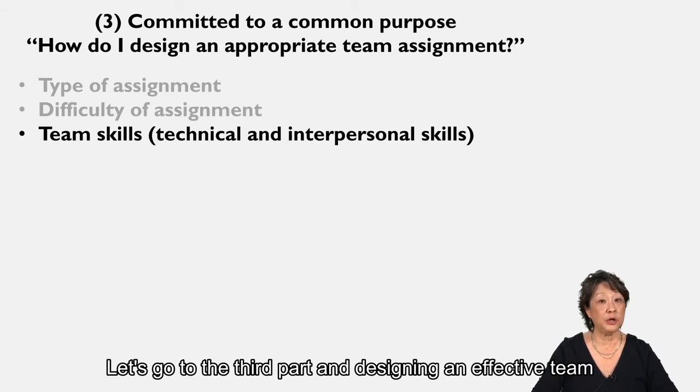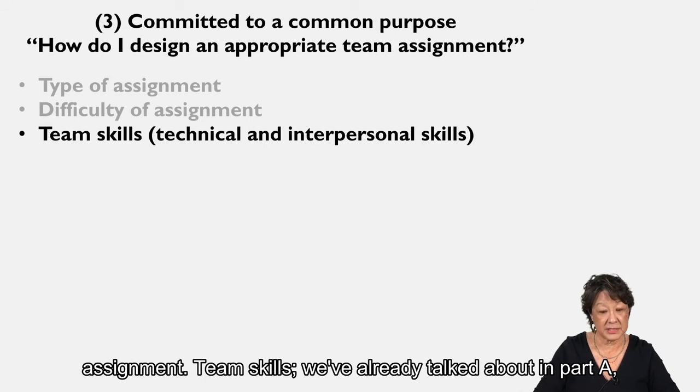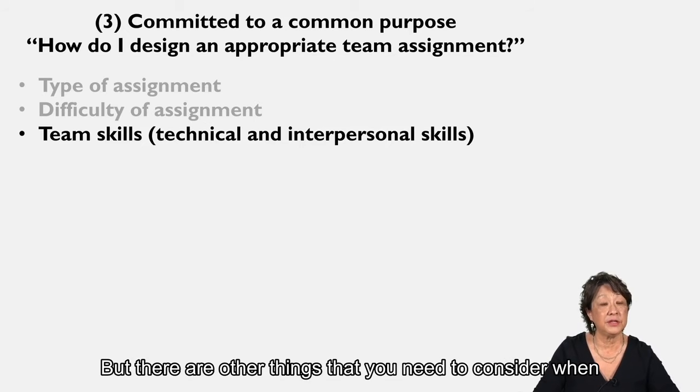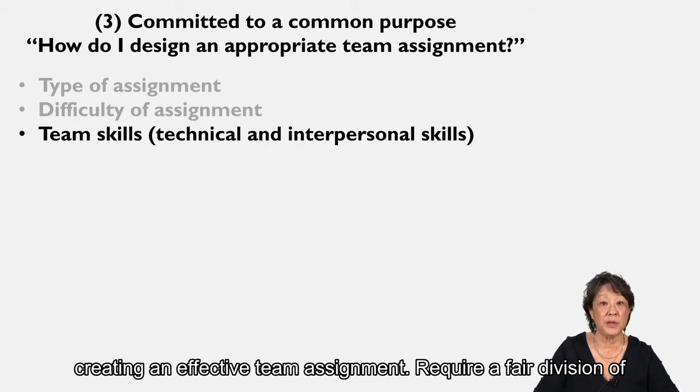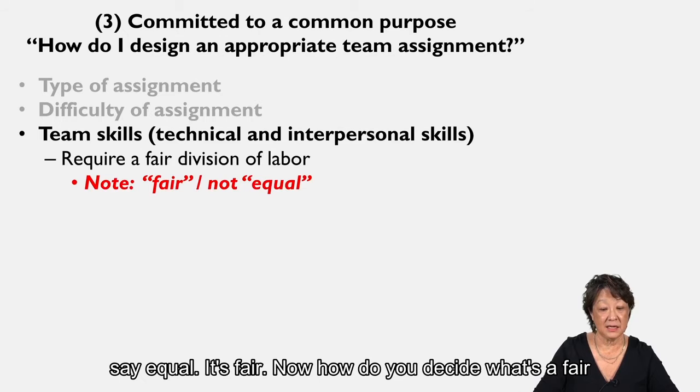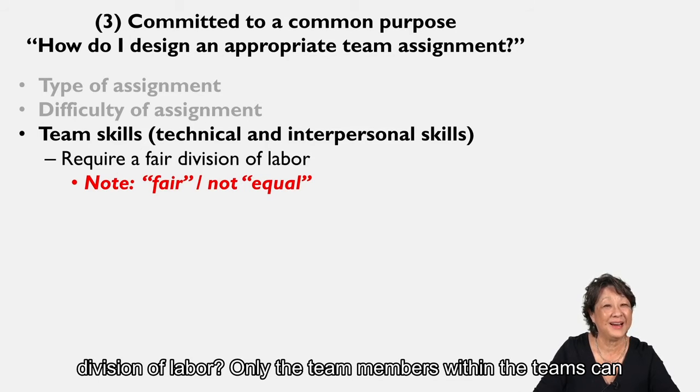Let's go to the third part on designing an effective team assignment. Team skills, we've already talked about that in part A. We're talking about technical skills and interpersonal skills. But there are other things that you need to consider when creating an effective team assignment. Require a fair division of labor. Remember, that's involved in the complexity. I did not say equal. It's fair. Now, how do you decide what's a fair division of labor?